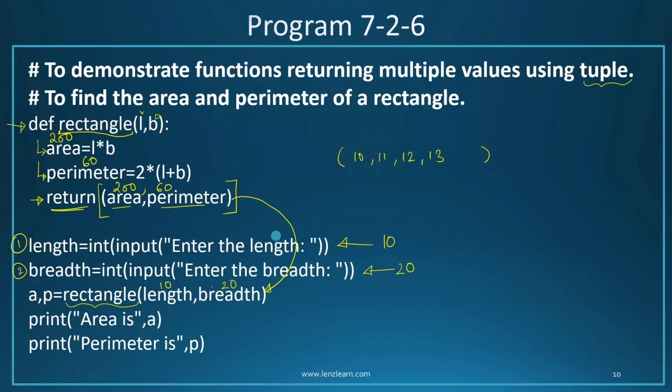Now to accept these values back to the main function, I require an equal number of variables on the left side. So the first value of area will be copied into variable A, and the second value perimeter will be copied into B. And after that I will print the value of A as area and I will print the value of B as perimeter. So now let us run this program.